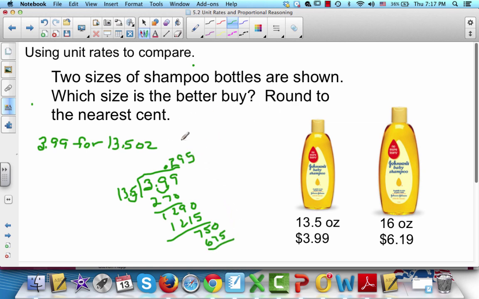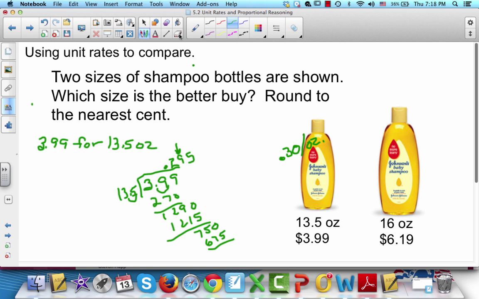It says round to the nearest cent. Okay, cent is right here, the 100th spot. So that means the 5 tells us to round up. So our answer is 30 cents. So this one is 30 cents per ounce.